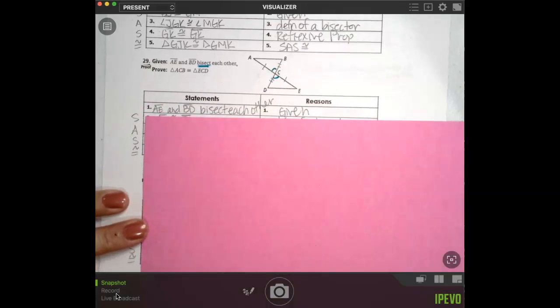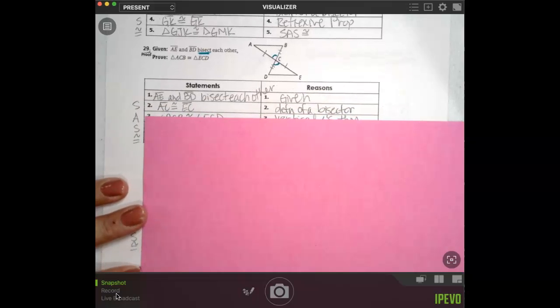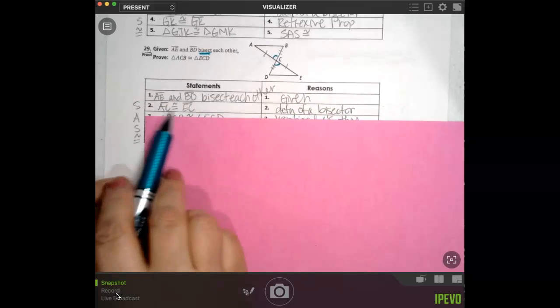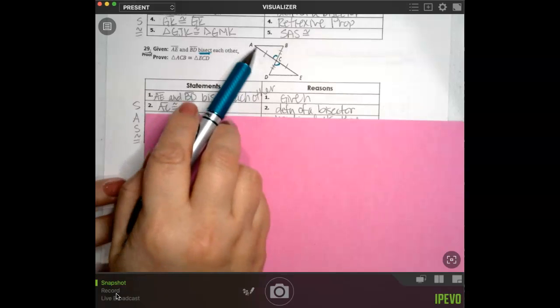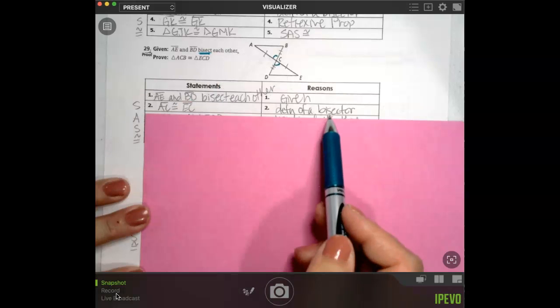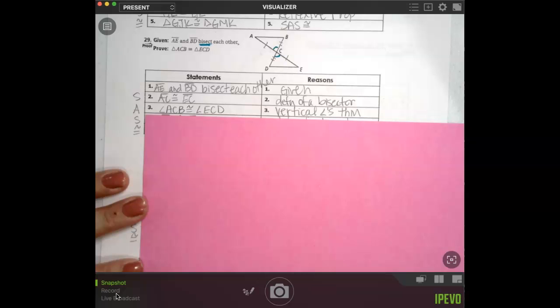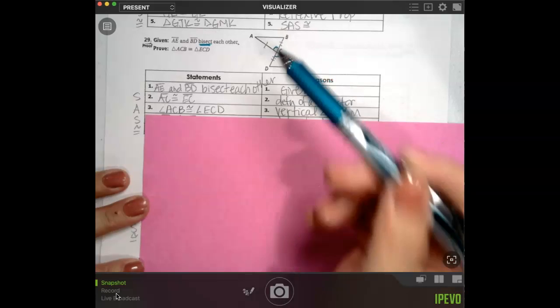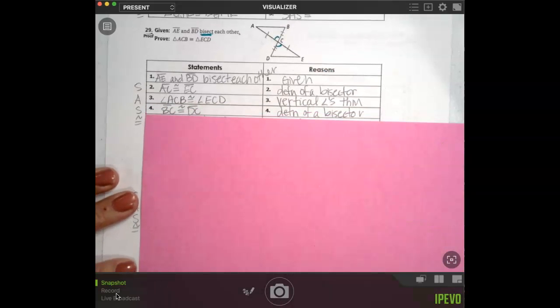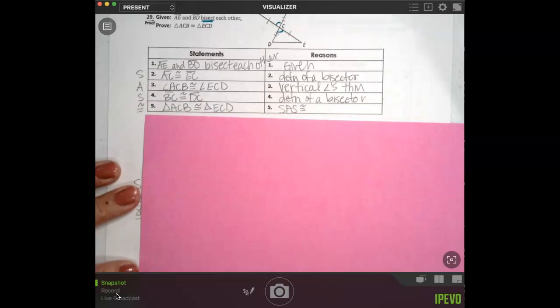First step, that non-congruency, AE and BD bisect each other. Step 2, AC and EC. Here's AC and EC. We mark them because that segment was bisected, so definition of a bisector. Vertical angles, again, make sure you use 3 letters. And then our other pair of sides, DC and BC, was also because of the bisector. And then last step, triangles are congruent.